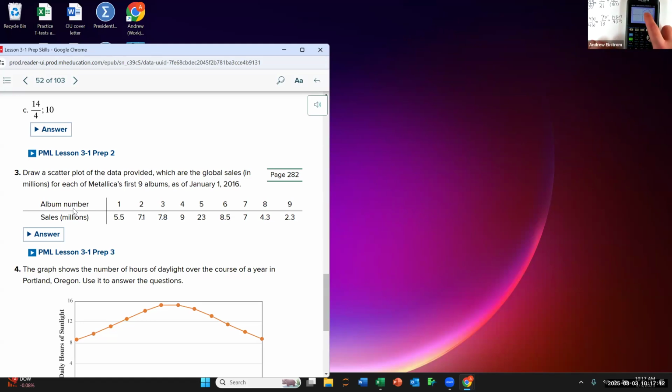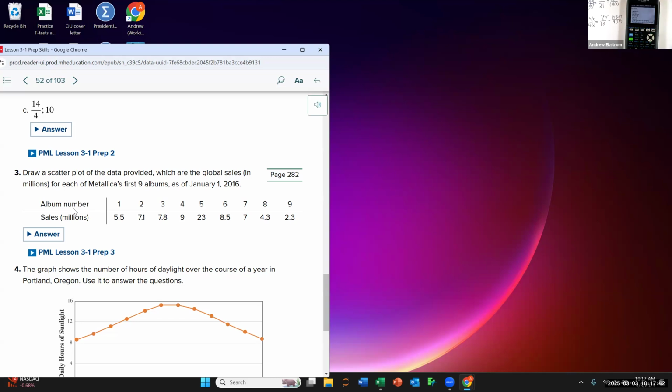Because everything is in what we call the first quadrant up here, I can actually go to window. And you can see here that I have X min equals -10. What is the minimum number of album sales that someone can have? 0. So let's make X min 0. And if we're thinking about the x-axis, what is that actually? It's how many albums do they have, or what album are we looking at, right?